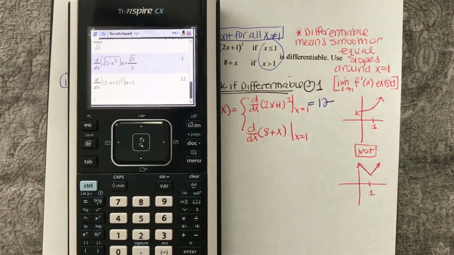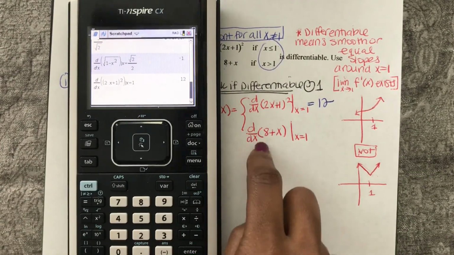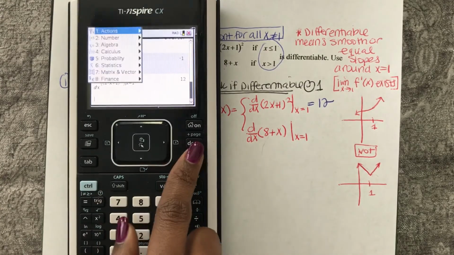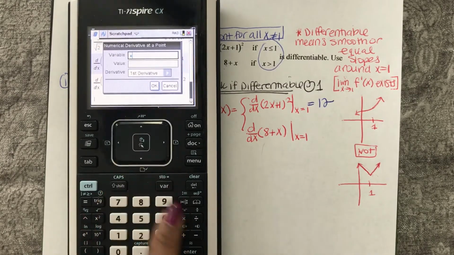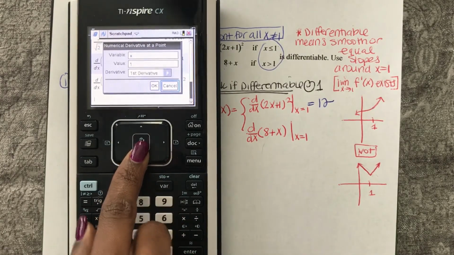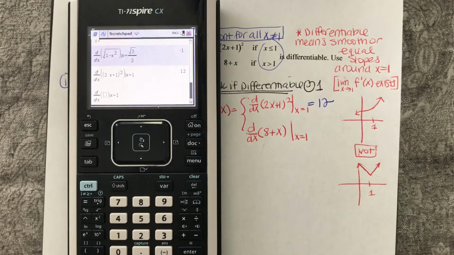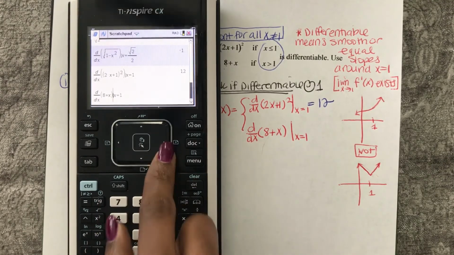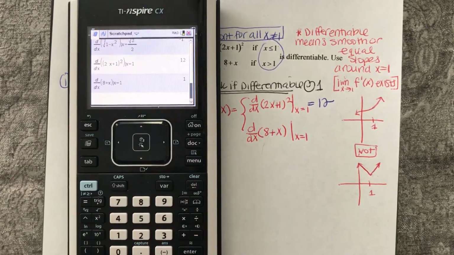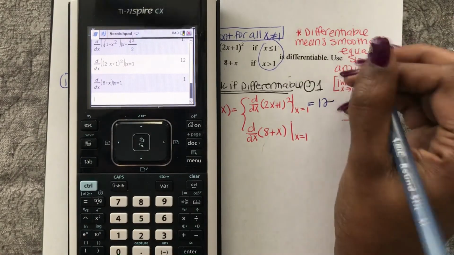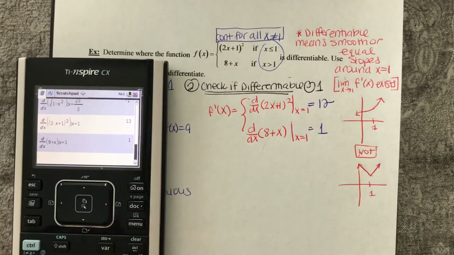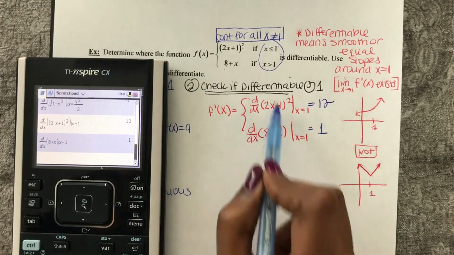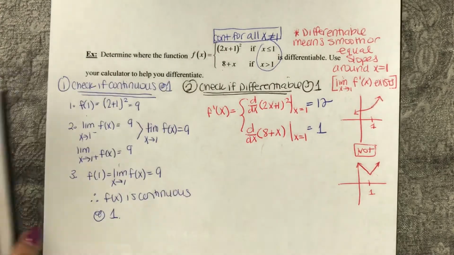So now let's use my second derivative. This derivative of my second piece. So going to my menu again, down to 4, numerical derivative at a point, the value is going to be 1. Okay, and now my function is 8 plus x. And enter, and it is equal to 1.